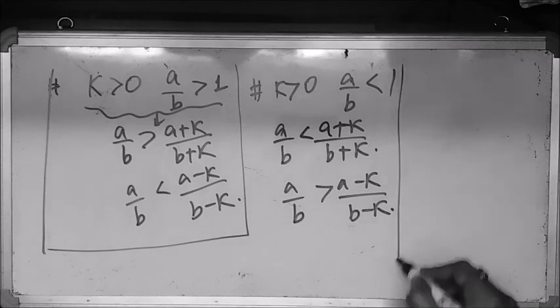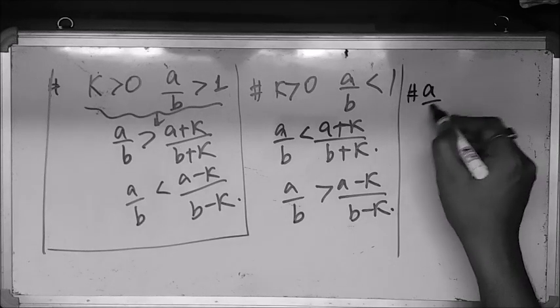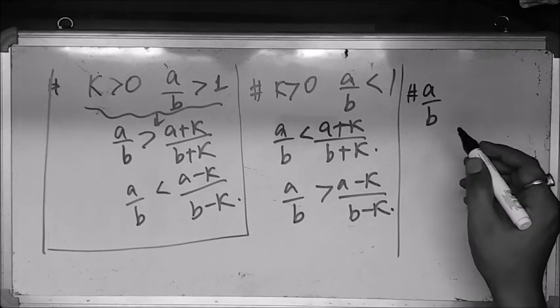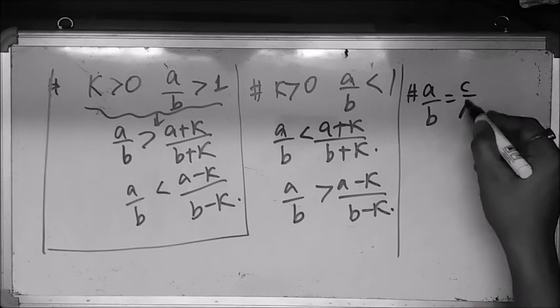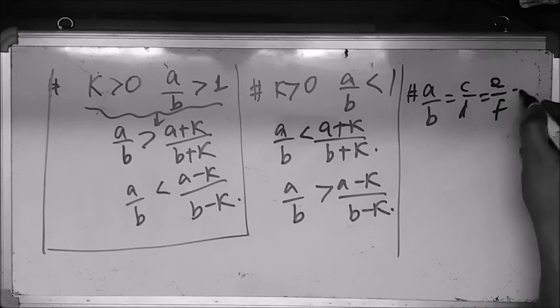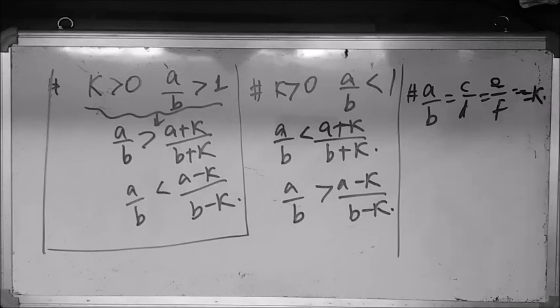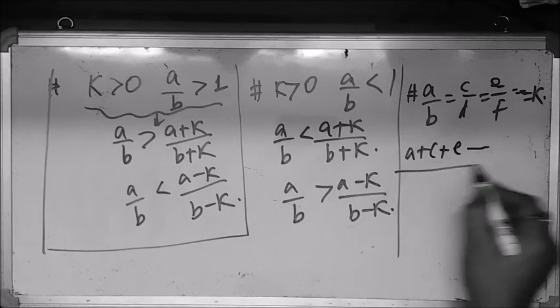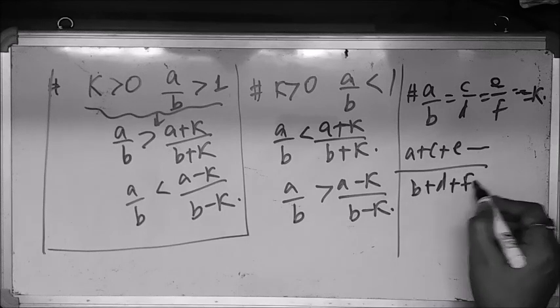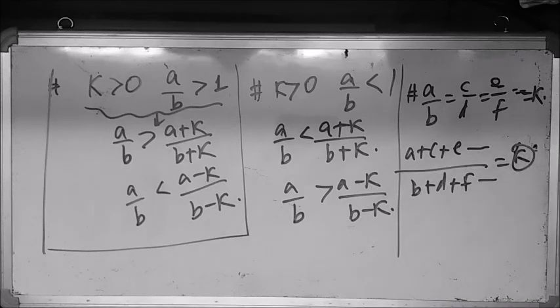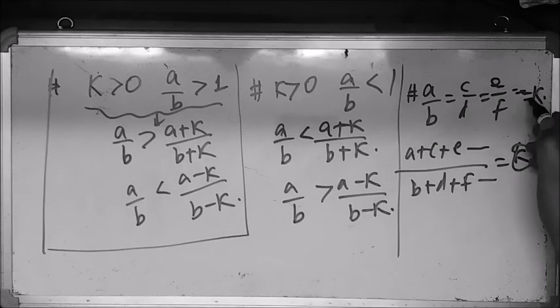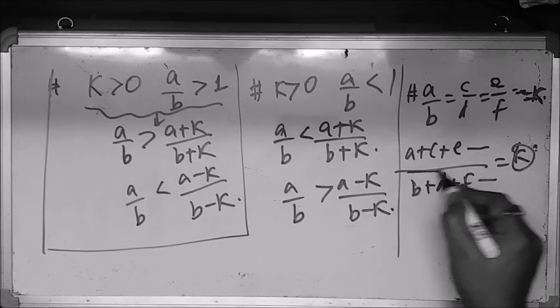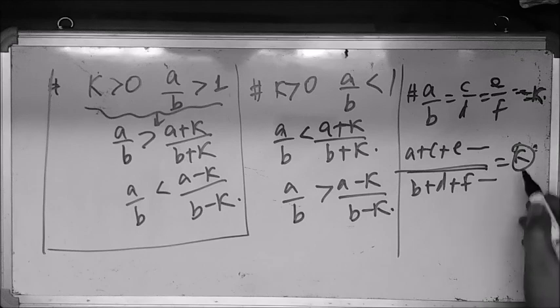Now there's another thing. Let us suppose that you have a set of ratios such that A by B is equal to C by D is equal to E by F, and so on, and all of them are equal to K. So what you can say is that (A plus C plus E and so on) divided by (B plus D plus F and so on) will also be equal to K. So this is very important, that if you have all those equal ratios that are equal to K, then the summation of the numerators divided by the summation of the denominators will also be equal to K.